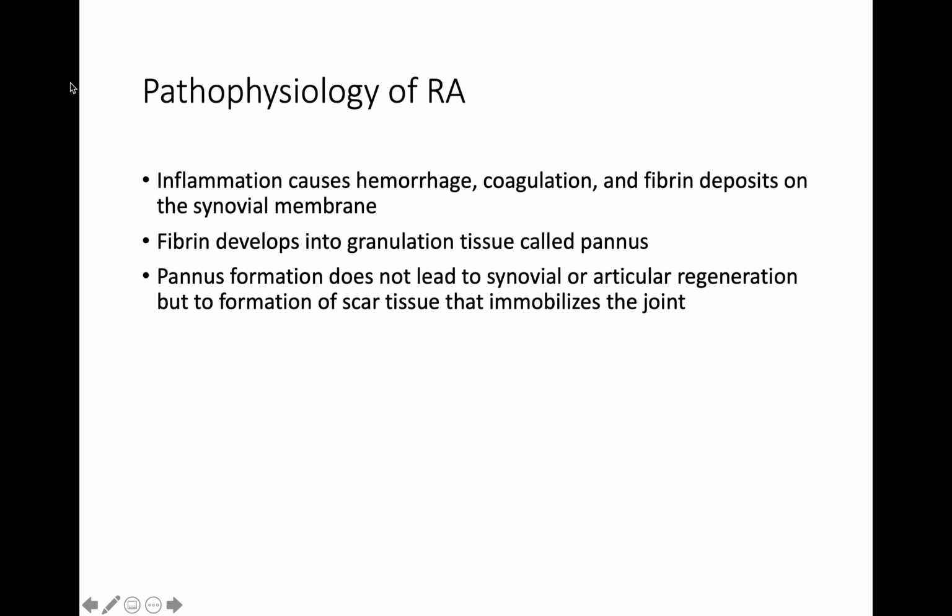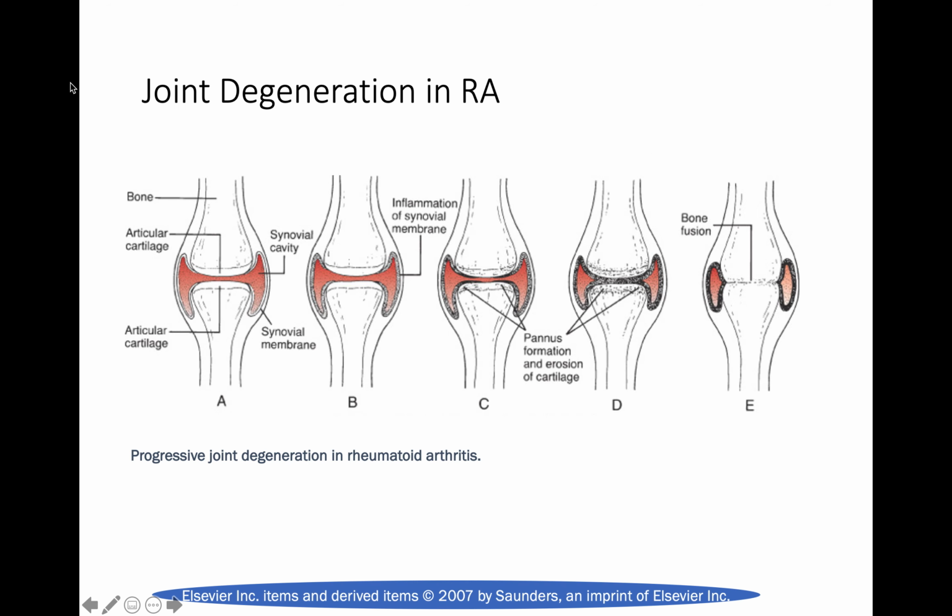Inflammation causes hemorrhage, coagulation, and fibrin deposits on the synovial membrane. Fibrin develops into granulation tissue, and we call this a pannus. And that goes back to here, the pannus formation.